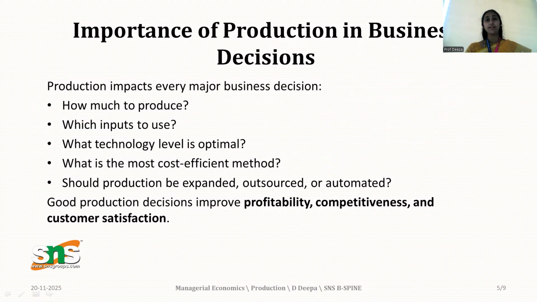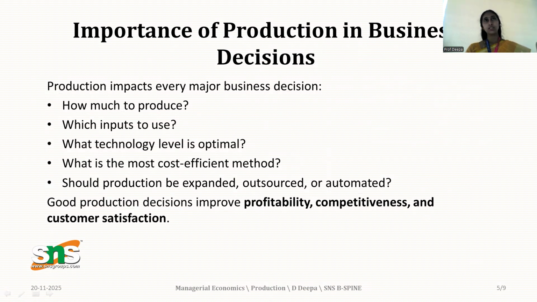The next is the importance of production in business decisions. Why is it important? How much to produce? We should have that knowledge. Which inputs to use? What are all the raw materials that we are going to use for the production? And what technology level is optimal? And what is the most cost-efficient method?